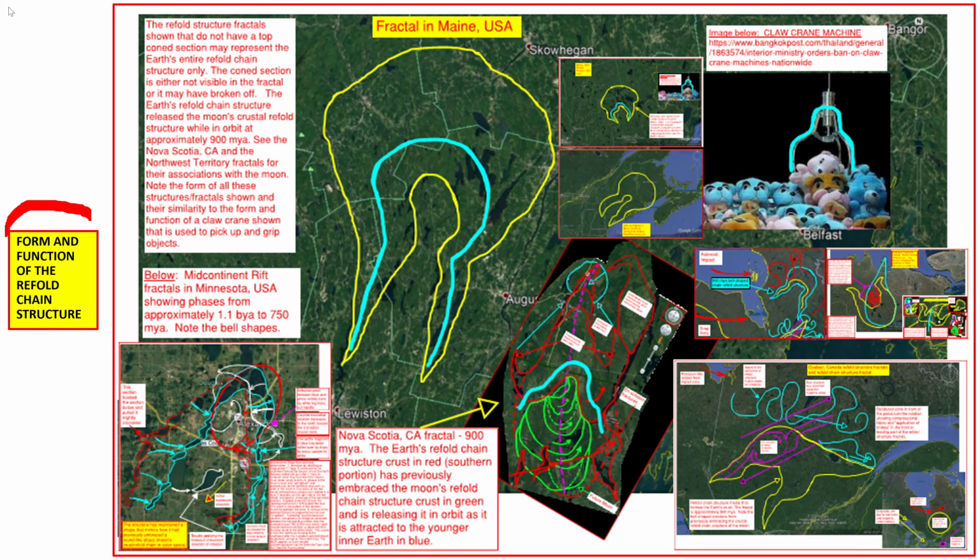Okay, form and function of the refold chain structure. This has been discussed before, but you can see that there was a function of grasping, Rodinia grasping what became the moon. So it created a bell-shaped structure that I outlined in blue, similar to this claw crane machine over here in the upper right. So you see that bell-shaped structure, and you see that notch created also. The upper part of the bell shape is showing a notch.